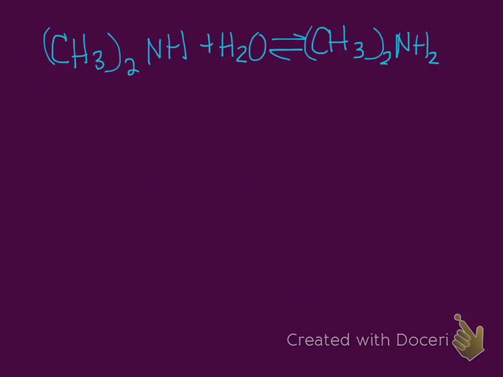So if this accepts an H plus, your final formula has to have an extra hydrogen and it has to have a +1 charge. And you're left over with OH minus. Okay? So this is your weak base. This is your conjugate acid. All weak bases have a conjugate acid.